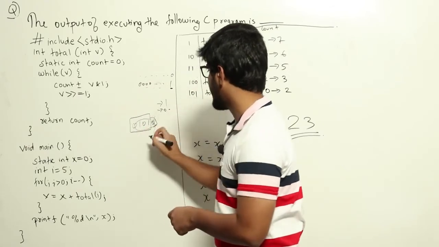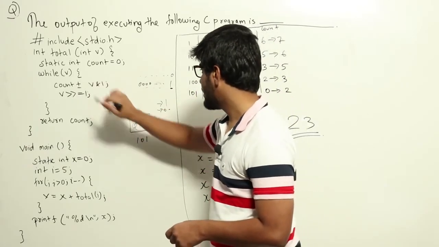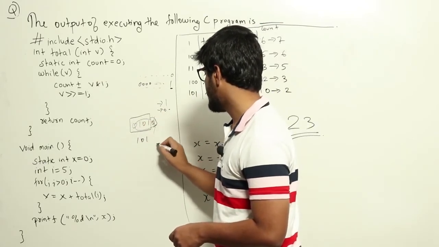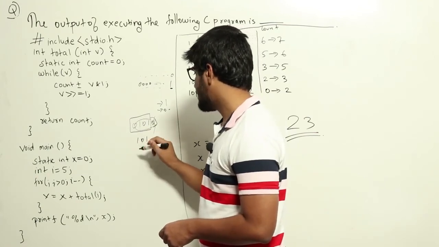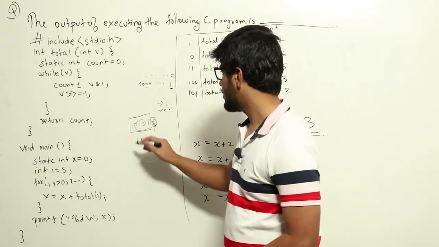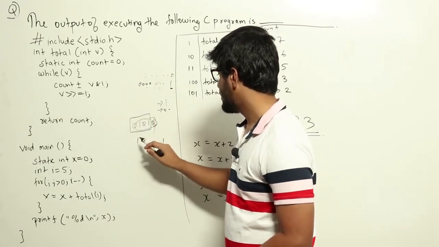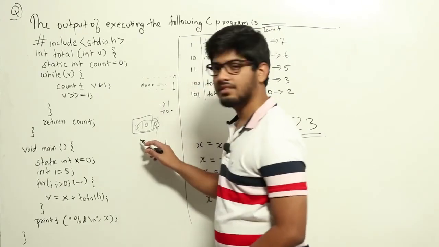So look at this number. Let us say it is 101. When we do bitwise and with 1, it will return 1 because this bit is 1. So it will return 1, and again we do shift right, meaning this bit will go out. Now the least significant bit is 0, so when we do bitwise and with 1, this will return 0. Again, when we do shift right, this bit will go away. The final bit is this.